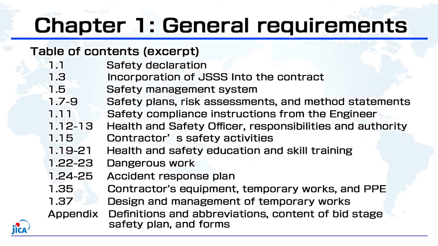Chapter 1, General Requirements, consists of 38 sections and annexes, which define general safety requirements, terminology, and forms. This chapter covers safety responsibilities of the employer, the engineer, and the contractor, the priorities of JSSS in the contract documents, the contractor's risk assessments, preparation and submission of the method statements and safety plans, the engineer's review and comments, the health and safety officers, HSOs, responsibilities and authority, induction and training of the contractor's personnel, and health management, as well as the design, construction, and monitoring of temporary works. We would now like to go over the contents of Chapter 1.